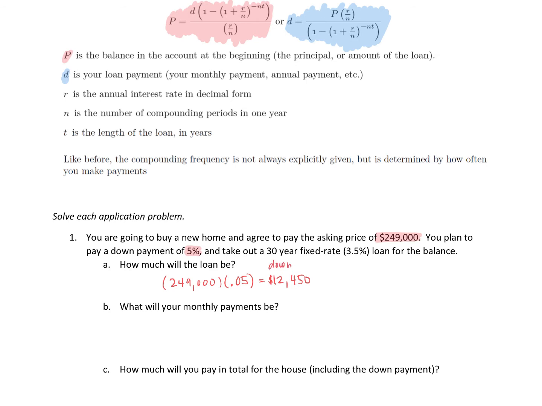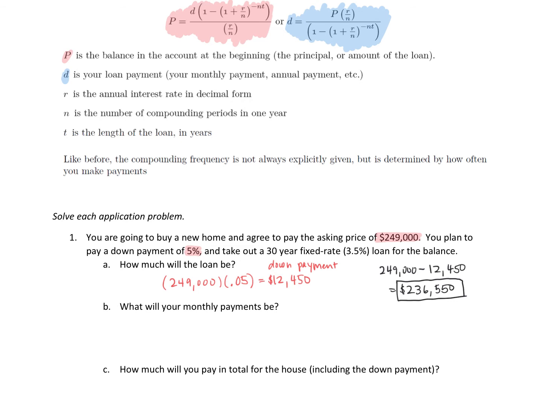So this is the down payment. So the loan is going to be what remains after you pay that much. To find the loan amount, you would do the price of the house minus the down payment. When you do that, you get $236,550. That's the amount your loan will be. So that's what they're asking for in Part A. So there's your loan amount.